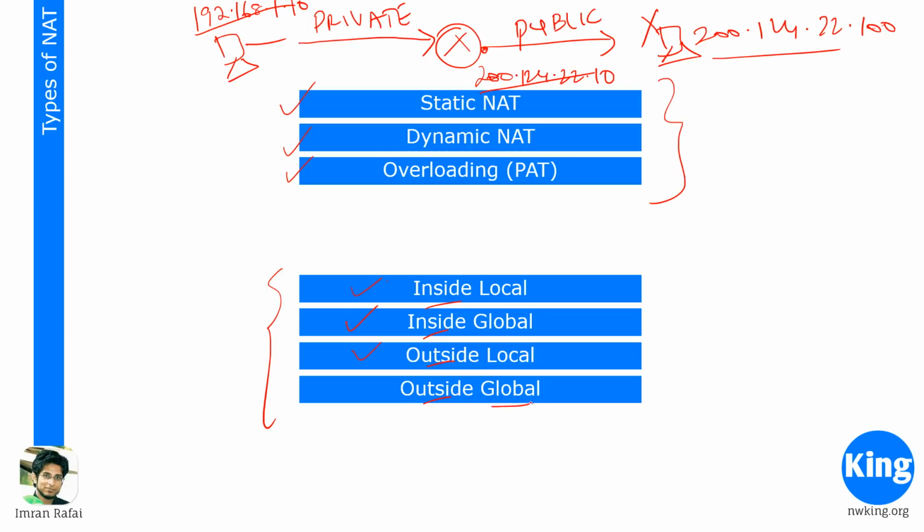Outside global is after translation. Even after translation, the destination does not change. The destination is going to be the same thing. So in almost all scenarios, your outside local and outside global are going to be the same. Inside local is going to be the private IP address, and inside global is going to be the address to which it is going to be translated.